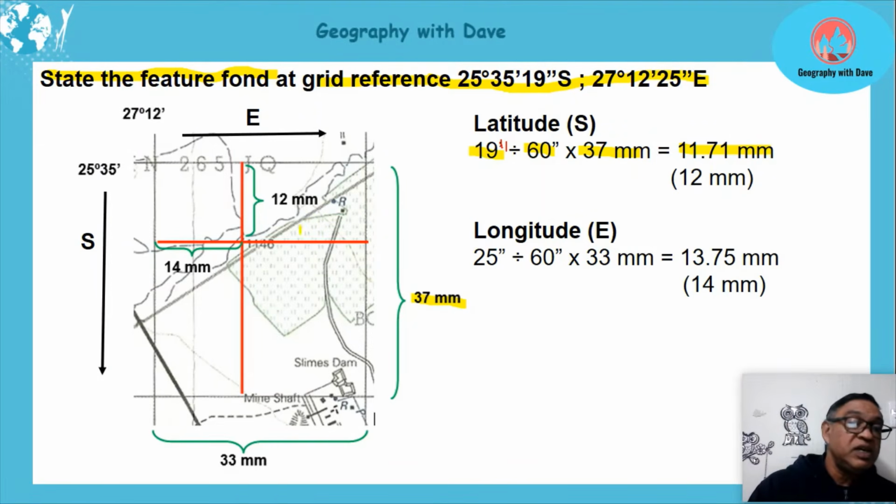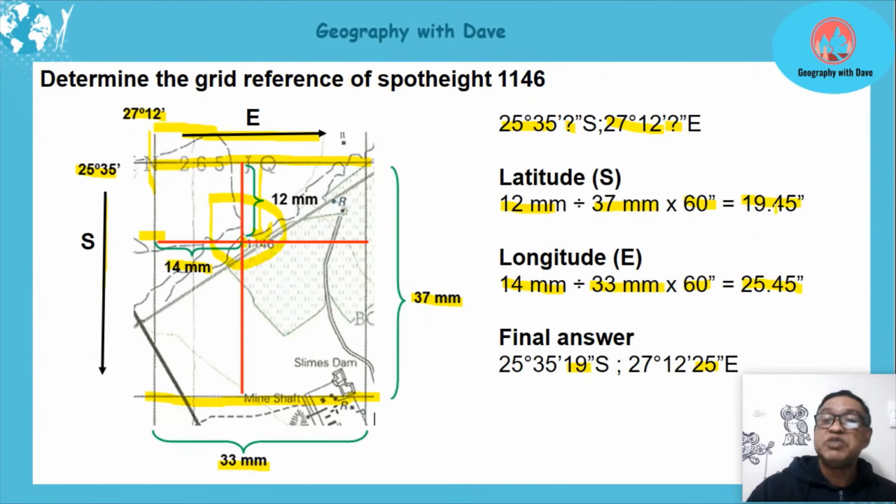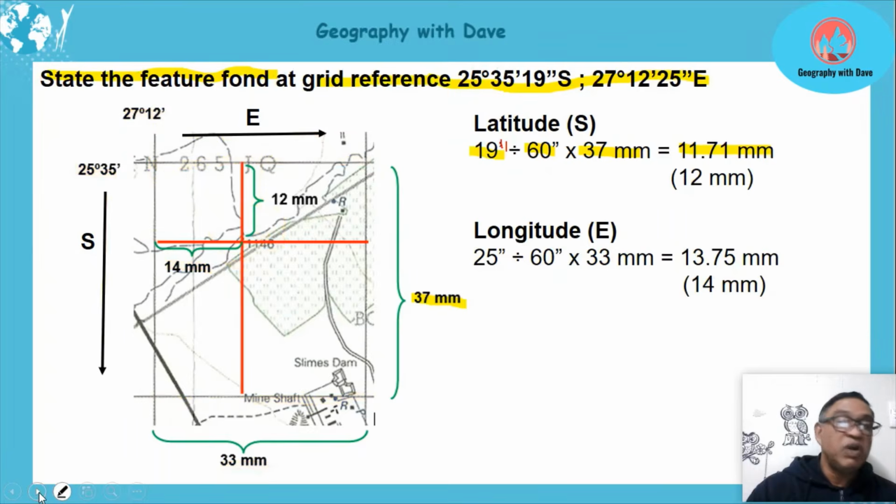Please note, it won't give me a total answer of 12 millimeters because we left out this 0.45 and this 0.45. We just made it 25 and 19. So what happened here? Of course, 11.71 millimeters. If you bring it to just your whole numbers, it becomes 12. Can you see it?